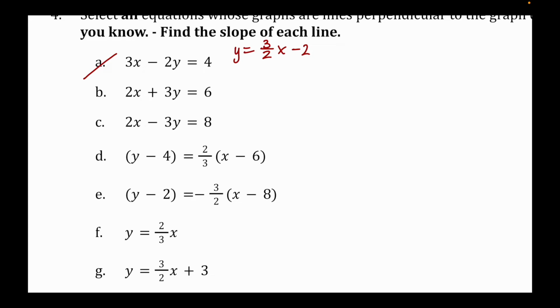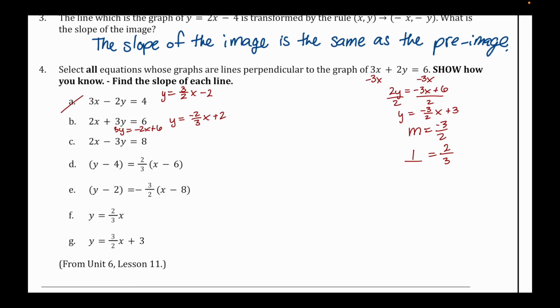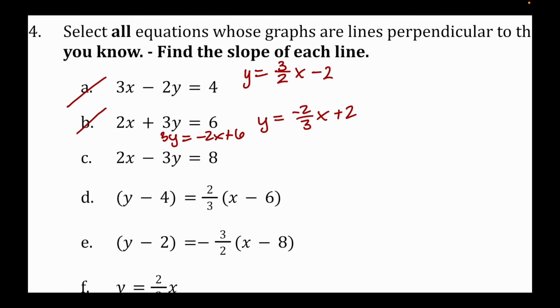This one here, we would have 3y is negative 2x plus 6, so y is equal to negative 2/3 x plus 2. Negative 2/3, but we want positive 2/3, so that's not going to work here either, but it will work with C, because you can see the coefficients themselves are the same.